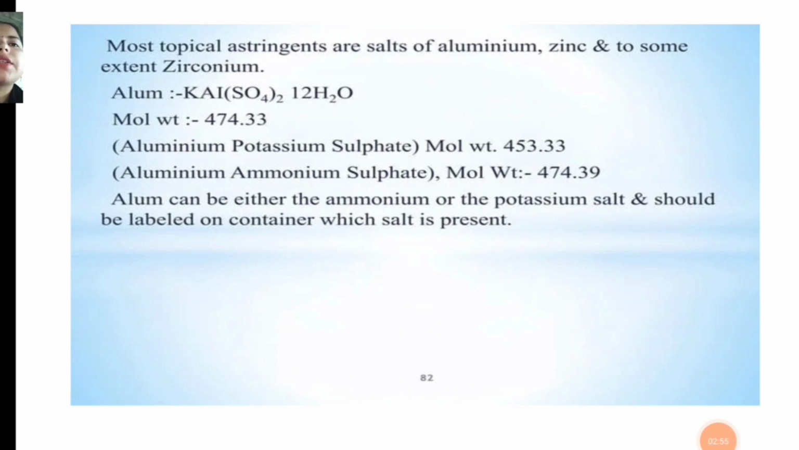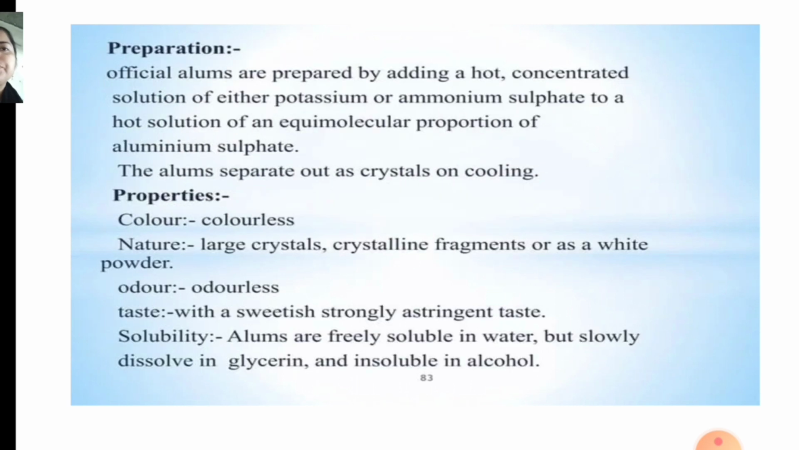Most topical astringents are salts of aluminium, zinc, and to some extent zirconium. Alums, that is KAl(SO4)2·12H2O, have a molecular weight of 474.33, and aluminium ammonium sulfate has a molecular weight of 474.39. Alum can be either the ammonium or potassium salt and it should be labeled on the container which salt is present.